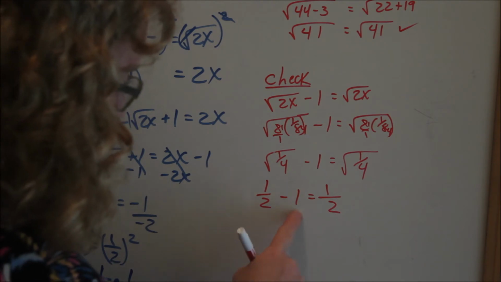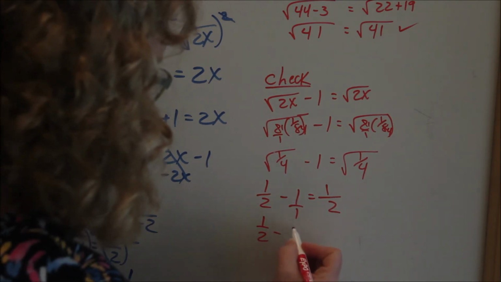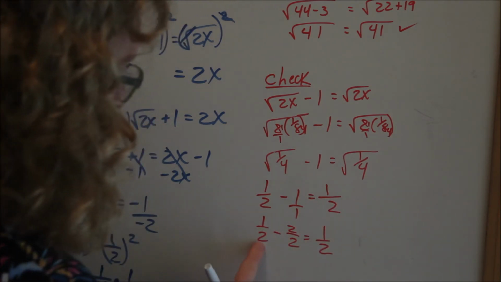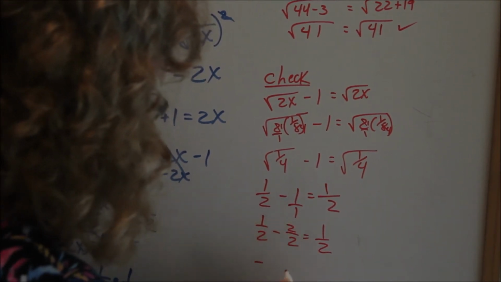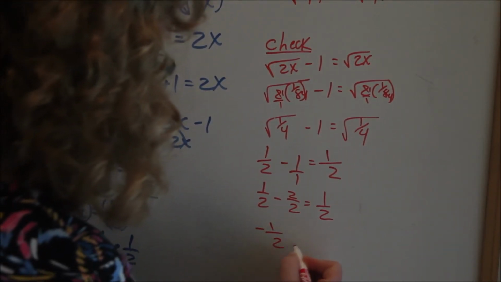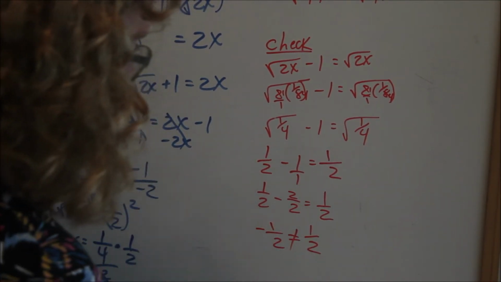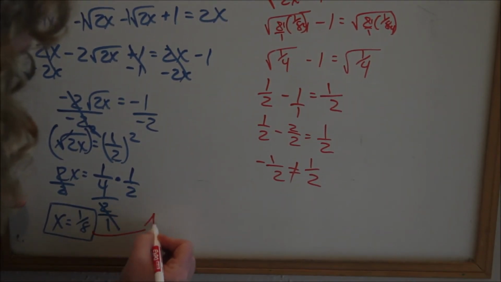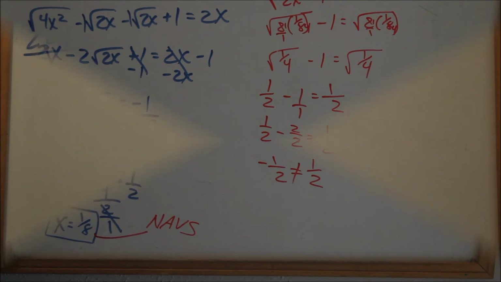1/2 minus 1, make a common denominator. That ends up being 1/2 minus 2 over 2 equals 1/2. 1/2 minus that would end up being a negative, only subtract the numerators, negative 1/2. Does negative 1/2 equal 1/2? No. So therefore, this answer over here becomes an extraneous solution, not a valid solution because it didn't check.